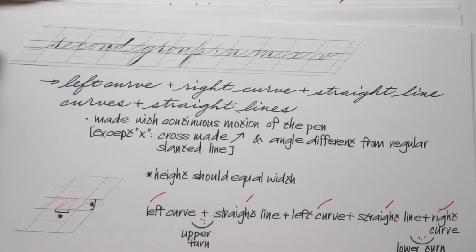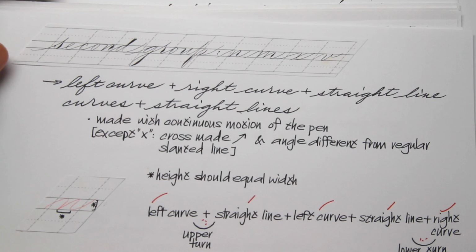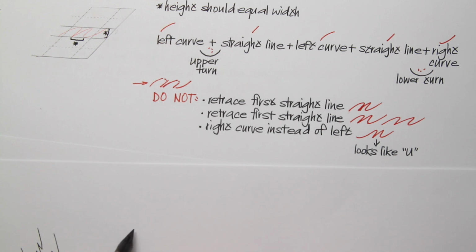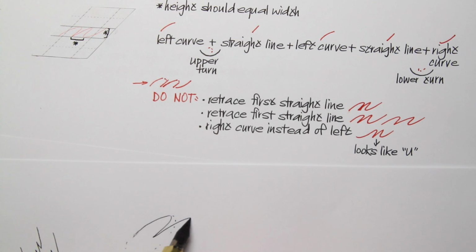The second group letters are made up of left and right curves and straight lines. They are the letters N, M, X, and V. The letter N is composed of a left curve. So think about, here could be your oval, straight line, left curve again. Notice how I do not retrace this line down. Straight line, right curve, and that makes your letter N.